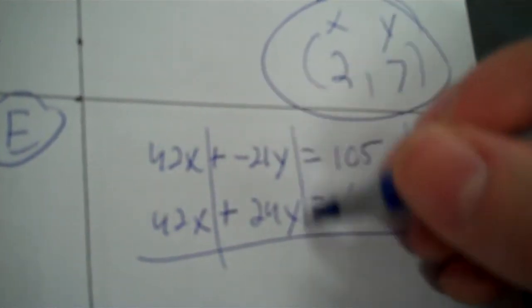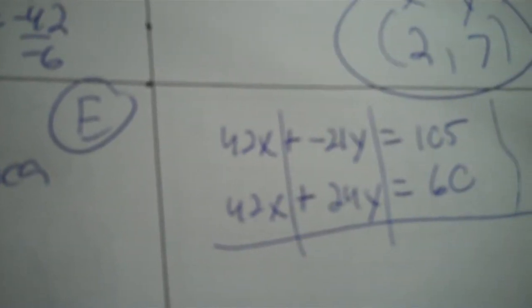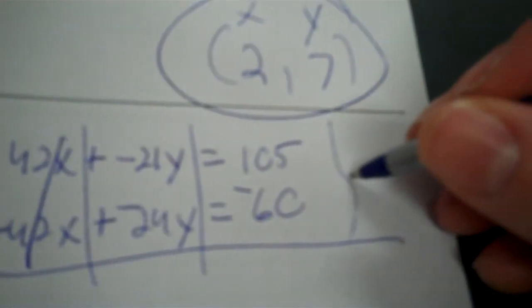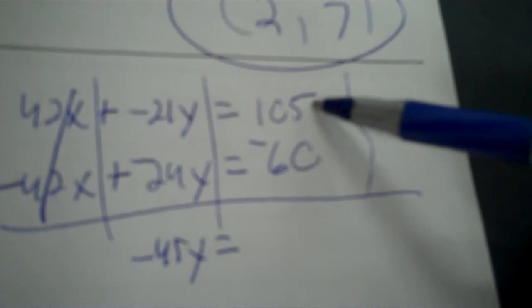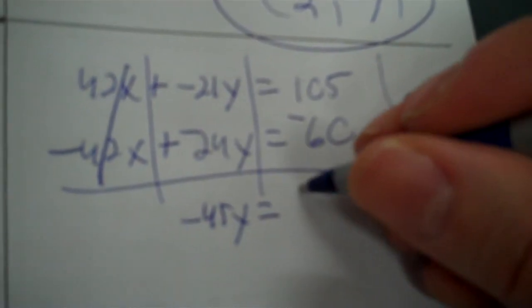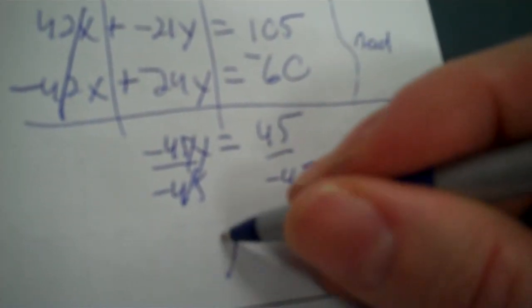Okay, let's line this up again. Now, it's true. Those will add to 0 if you make one of them into a negative. Well, there I just did it, but then I have to go through and make these the opposite too. So 24 is negative, 60 is negative, and you're always adding. So if I take a negative 21 plus a negative 24, that's negative 45y. And then if I take 105 plus negative 60, that's going to be 45. Then I divide each side by negative 45, and I get negative 1.